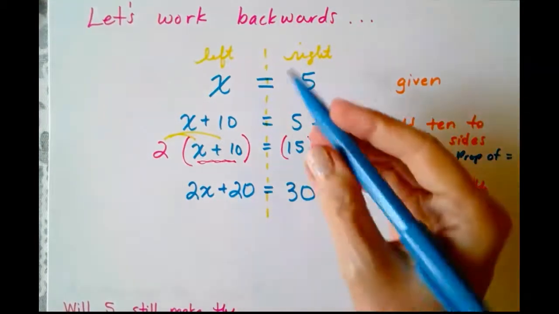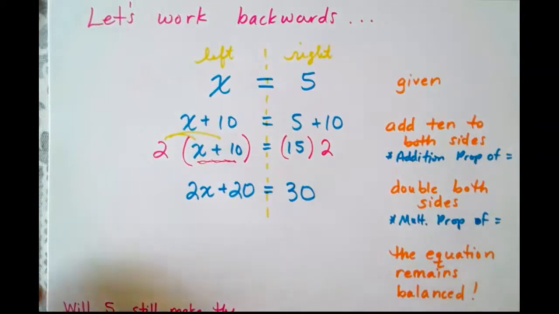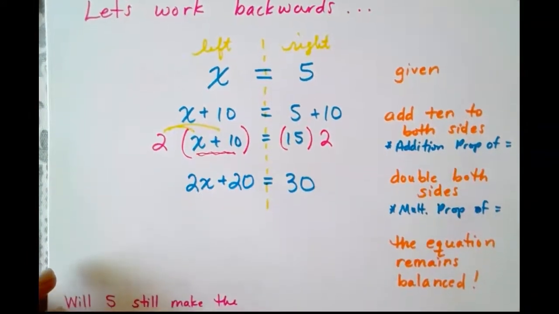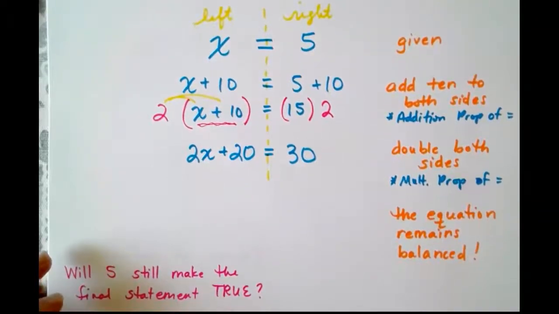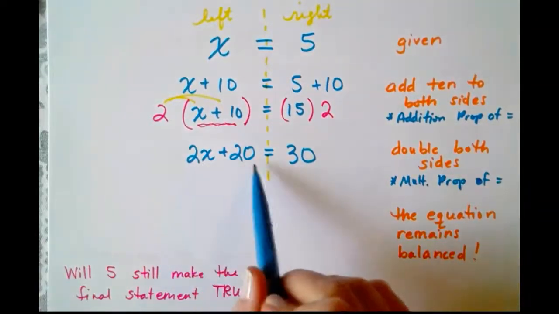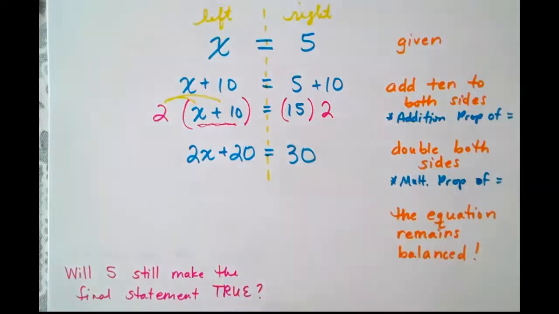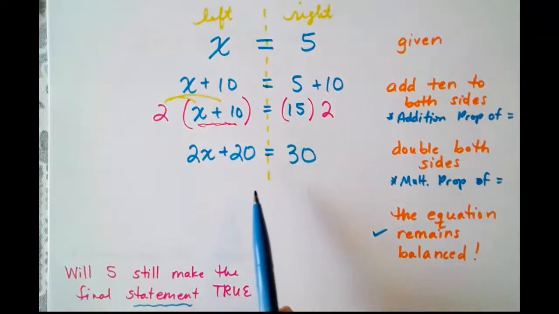So I just transformed this equation by following the properties of algebra, working backwards from the solution, and now I've got 2x plus 20 equals 30. Now, my equation is remaining balanced, and here's how I know: when I plug 5 back in, does it still make the equation true? And remember, the equation is a statement because it has a verb phrase in it. x is 5, 2x plus 20 is 30. So when I plug in that 5, does it still remain true?